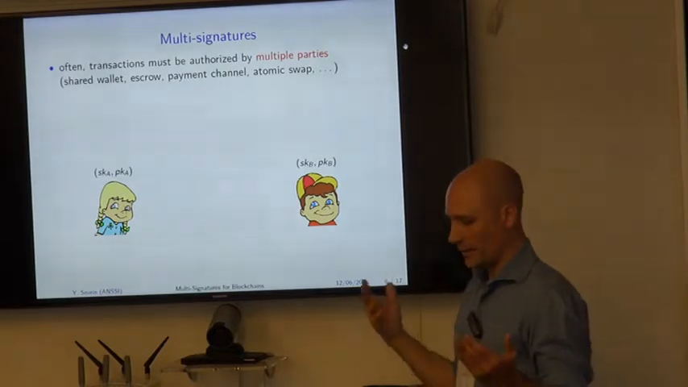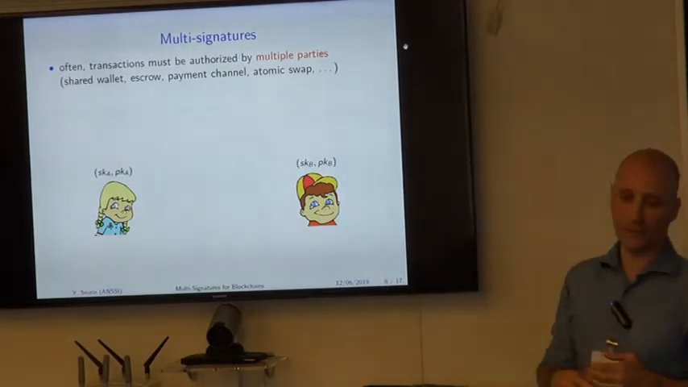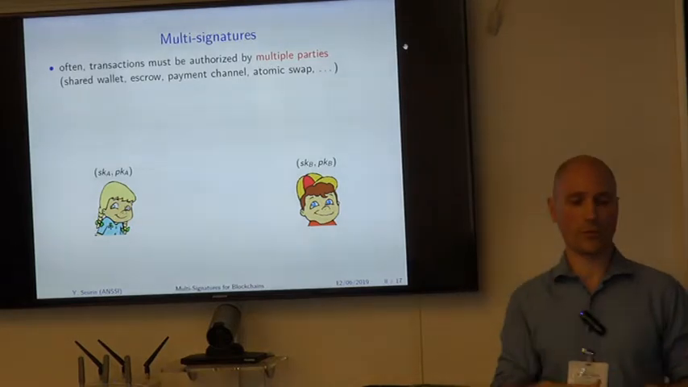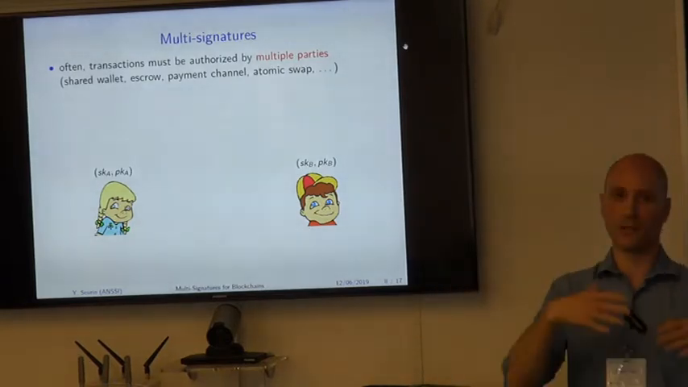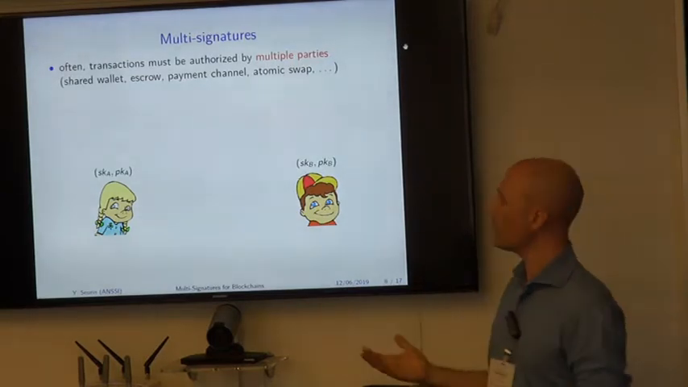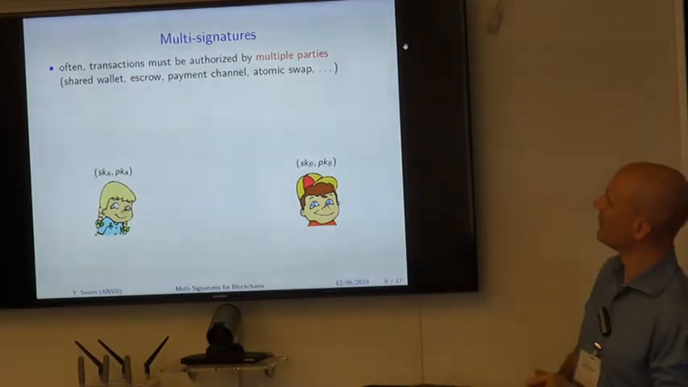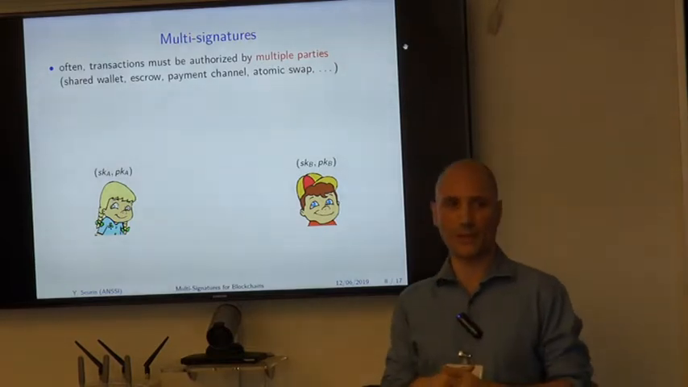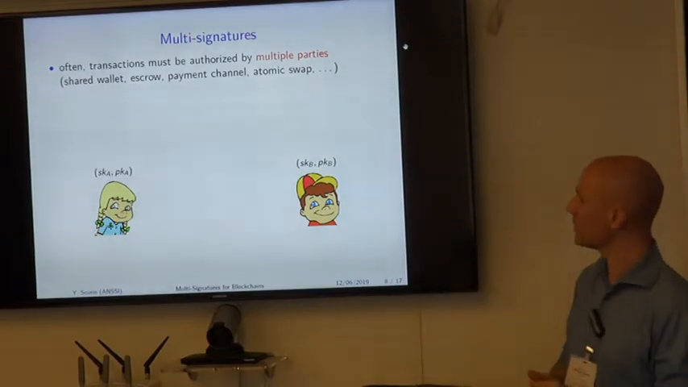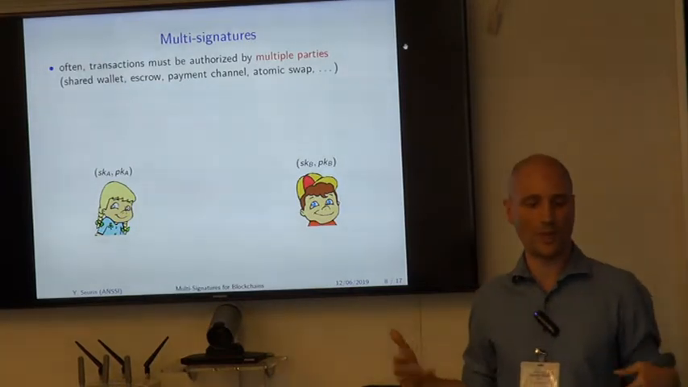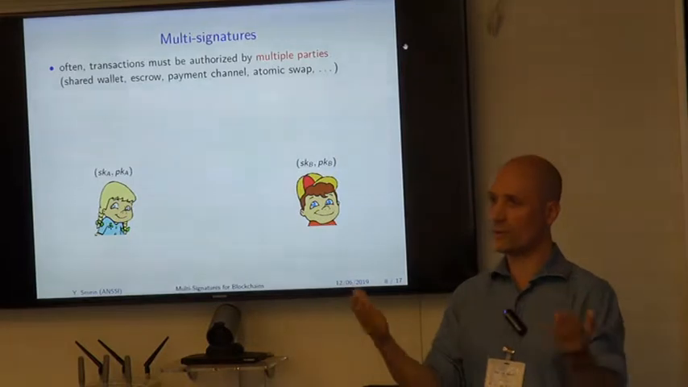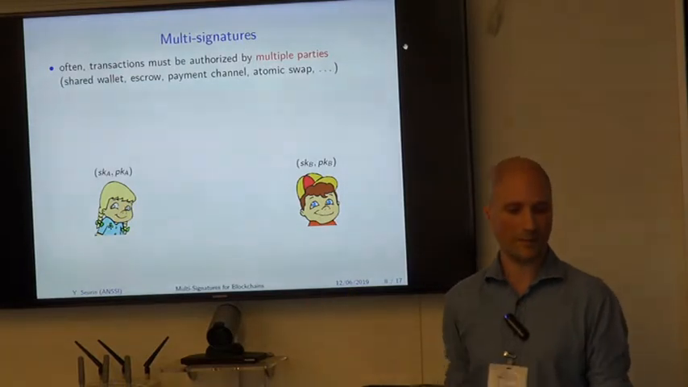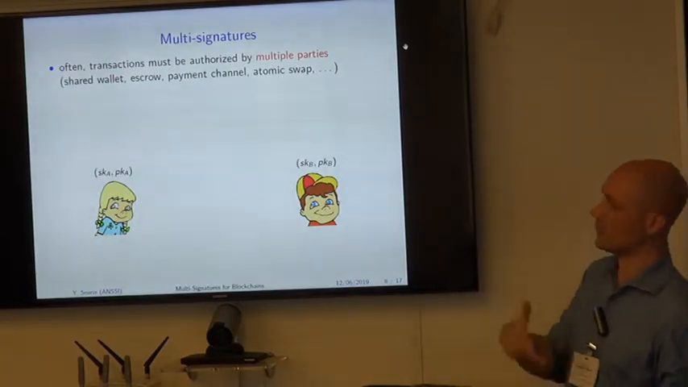So this is how a signature is defined, but quite often transactions in Bitcoin or other blockchains must be authorized by multiple parties. Okay, so for example, you could imagine a shared wallet, or when you want to do escrow, you will use this kind of mechanism. And it's also very important for what are called payment channels, which are used, for example, in the Lightning Network. So the first thing you do when you want to open a payment channel is that Alice and Bob will send Bitcoins to an address which is controlled by 2 public keys, one controlled by Alice and one by Bob. Okay.